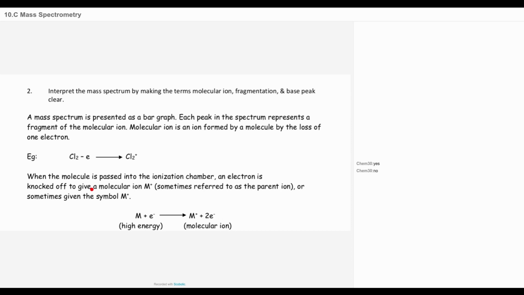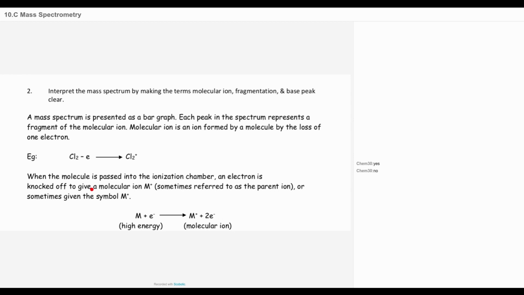Then if it's a molecule, and the molecule enters into the ionization chamber, what happens is that high energy electrons knock this molecule, and an electron or two electrons will be knocked off from the molecule. So mostly, 99.9%, only one electron is knocked off. Very rarely, 0.1%, two electrons will be knocked off. So usually for calculation purposes, we just take it as only one electron knocked off unless the question specifies two electrons.